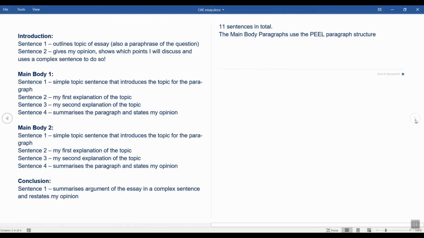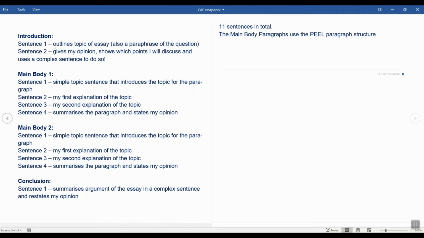Alright, so this is my essay plan. So you can see introduction, main body, conclusion. There are 11 sentences in total in my essay, and my main body paragraphs are using the PEEL paragraph structure, which I'm going to explain in a minute. It's a really useful way to organize your paragraphs.